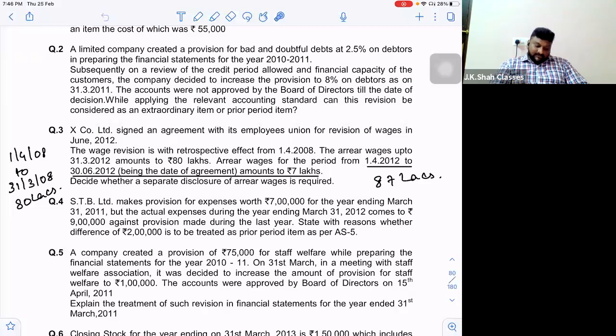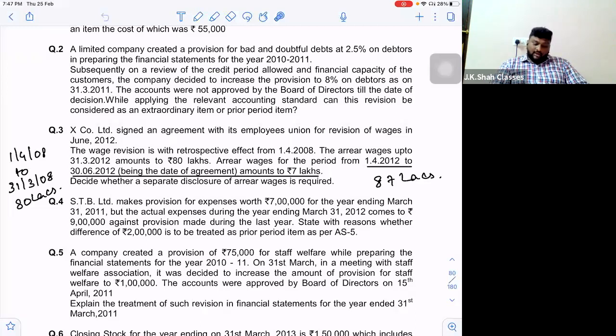Subsequently, on a review of the credit period allowed and financial capacity of the customers, the company decided to increase the provision to 8% on debtors as on 31st March 2011. So already we had created 2.5%. But on reviewing the credit period allowed and the repayment made by the customers, now we have decided that 2.5% will not be enough. We should actually increase it to 8%.